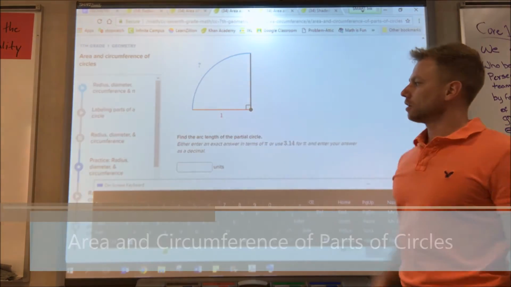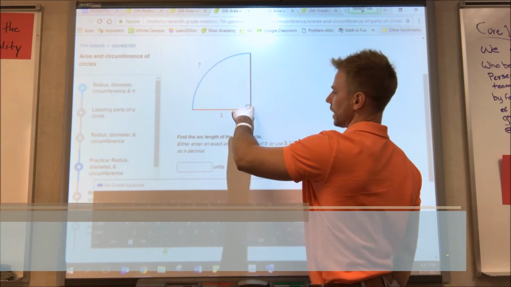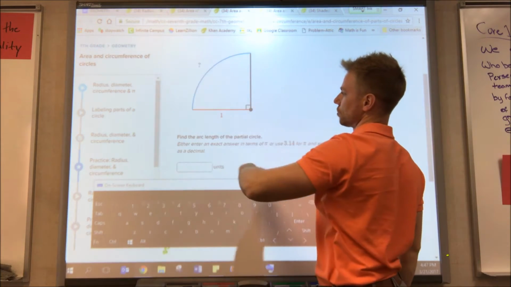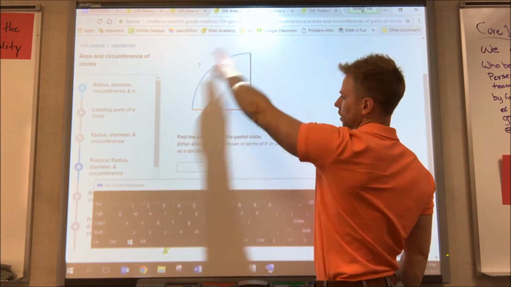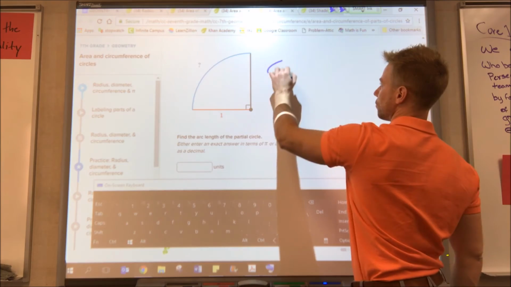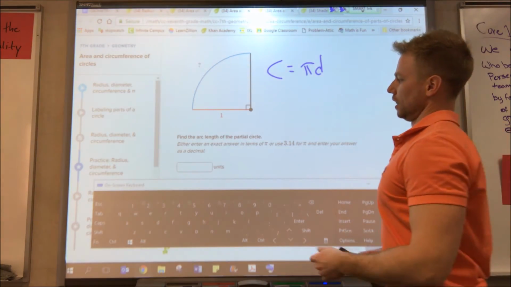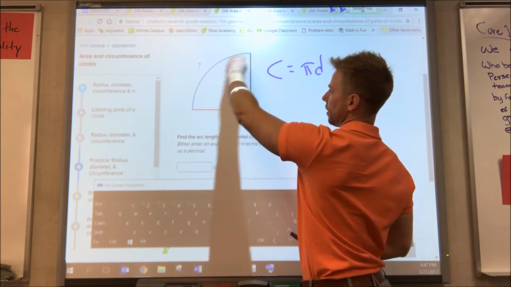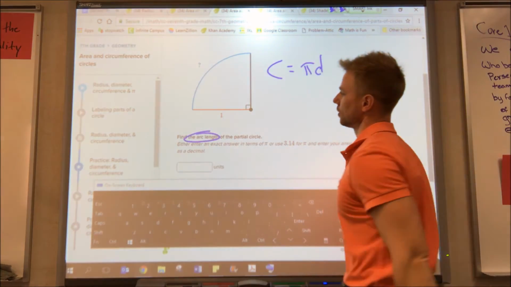All right, it says find the arc length of the partial circle. So what we have here, since this is 90 degrees, it's a fourth of a circle. So this is a fourth of the circumference of a circle with a radius of 1. So we're going to find the circumference of the whole circle using our circumference formula. And then we're going to divide it by 4, so we have just this part of the circumference, which is that arc length.